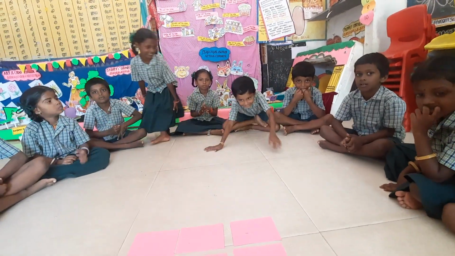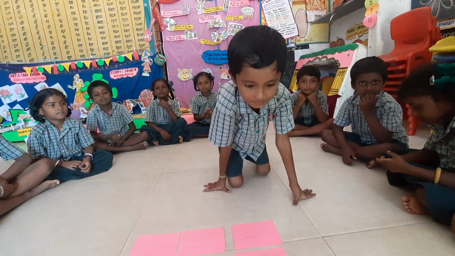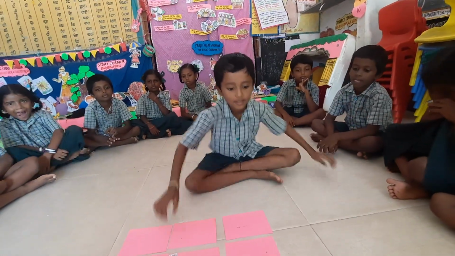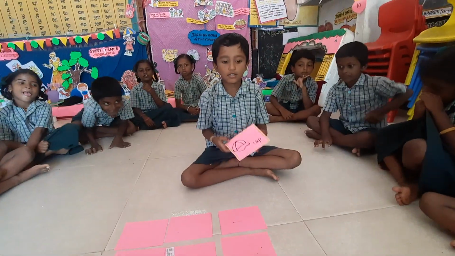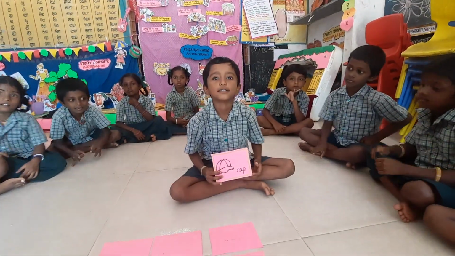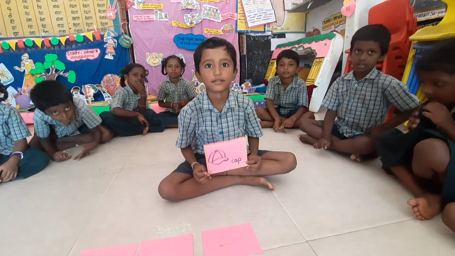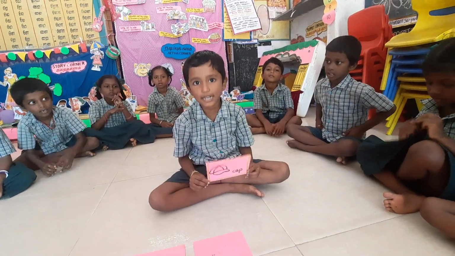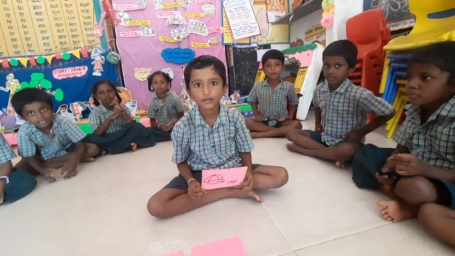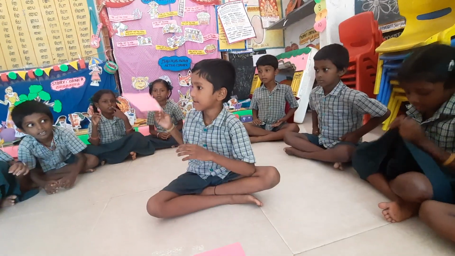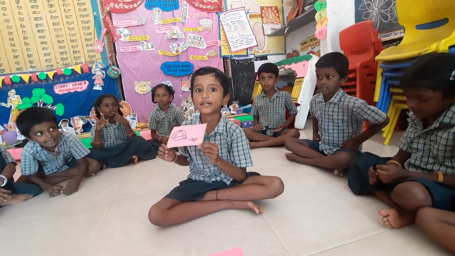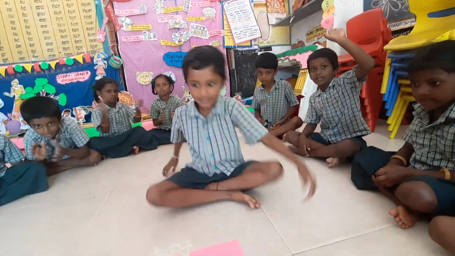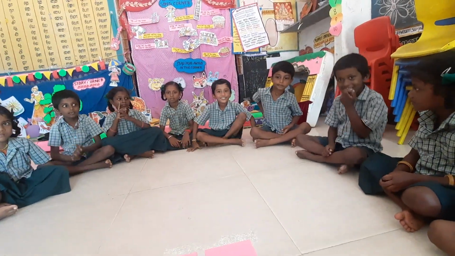Arish, come here. Sit down. Sit properly, Arish. Take a card. Show it to me. Say. Cat. Very good. Say it once again. Cat. Show to others. Cat. Very good. Clap for Arish Kumar. You can go to your place.